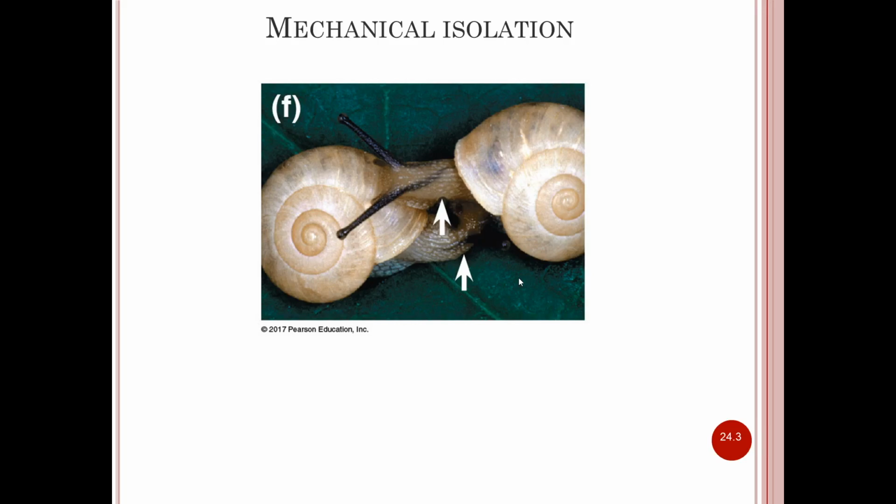Many insects are prevented from mating because of mechanical isolation. So the male copulatory organ does not align with the female copulatory organ of two different species.